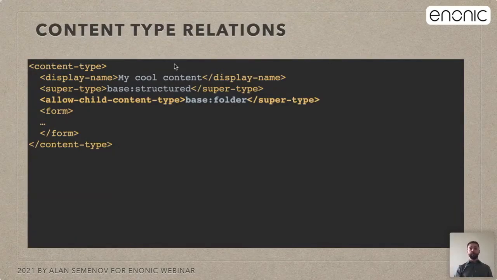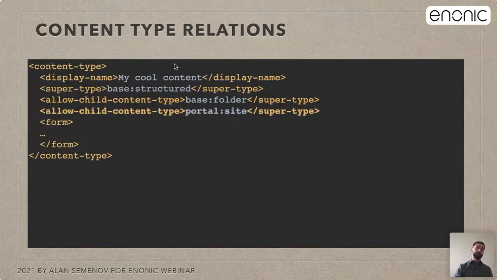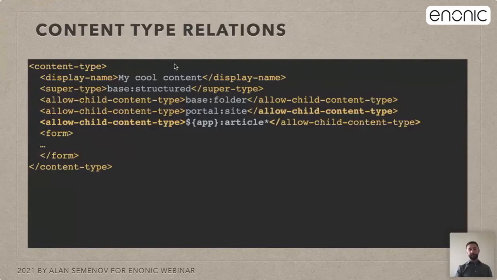What if you want to allow more than one child content type? No problem. Just repeat the property for every content type you want to allow. And I can guess your next question as well. Can I use wildcards? Yes, of course you can. And of course you can combine static values and wildcards together as well. All right.